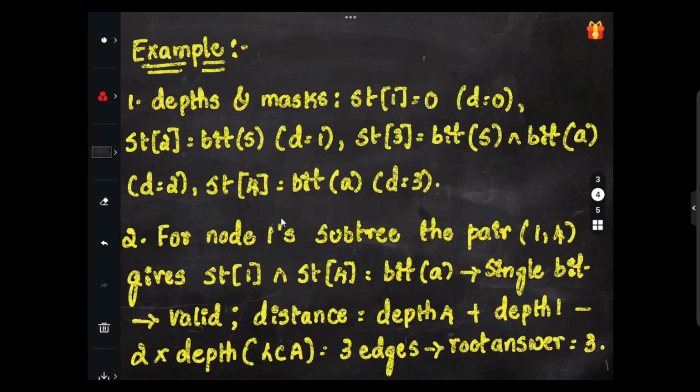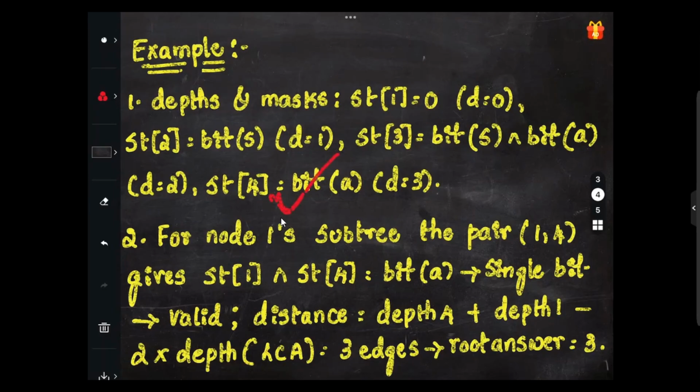Let's try to implement the same thing in the form of code. First, depths and masks, let's consider. Initially, st of 1 equals 0, d is also 0, right? St of 2 is bit of s, distance will be 1. And st of 3 equals bit of s xor bit of a, d equals 2. And st of 4 equals bit of a, d equals 3. So this is what we will be going with basically in simple terms, right?